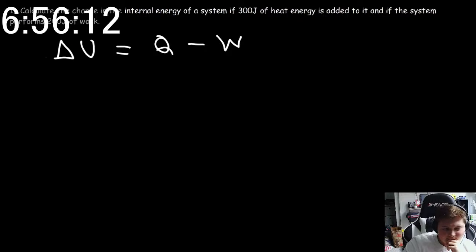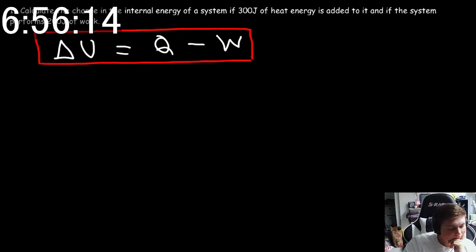Now, this equation is associated with the first law of thermodynamics, which basically is the principle of the conservation of energy. So in thermodynamics, there's two ways in which you can change the internal energy of a system. You can do work on a system, or the system can do work on the surroundings.